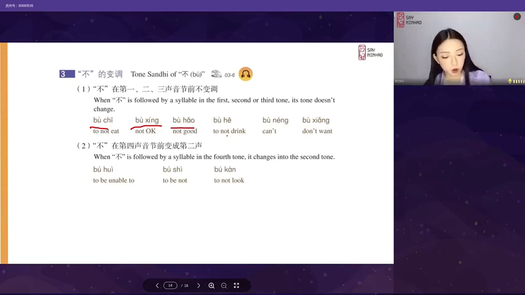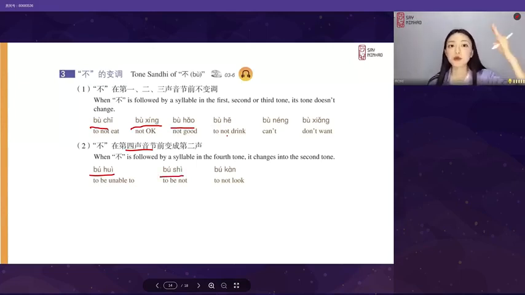So when will it change? It will change before the fourth tone. When it is before the fourth tone, it will change to second tone. Okay, let's see. First one is 不会. 会 is the fourth tone. Fourth tone. So it changed. Next one, 不是. 是 is to be, right? 不是 means no, it is not. So 不 changed into second tone.